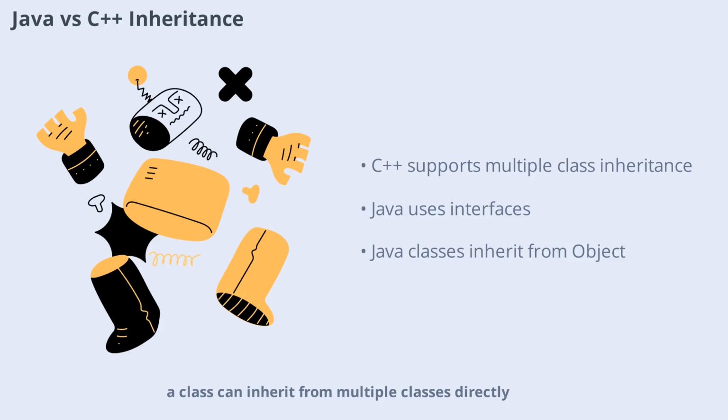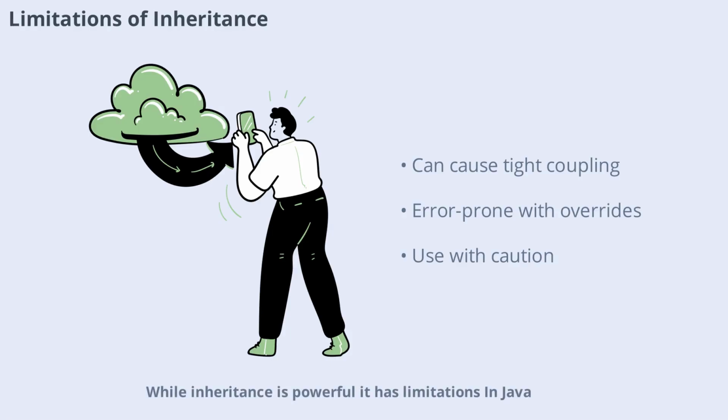Inheritance works differently in Java and C++. In C++, a class can inherit from multiple classes directly, which can lead to complex scenarios. In Java, all classes implicitly inherit from the object class, and multiple inheritance is only possible through interfaces. This design choice in Java avoids ambiguity and keeps the inheritance structure clean and manageable, making Java code easier to understand and maintain.